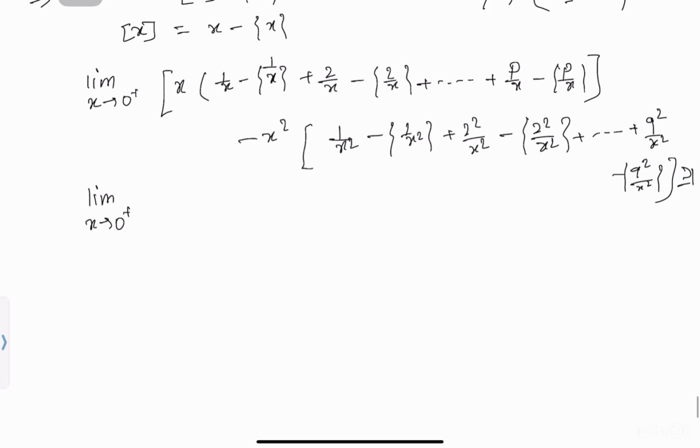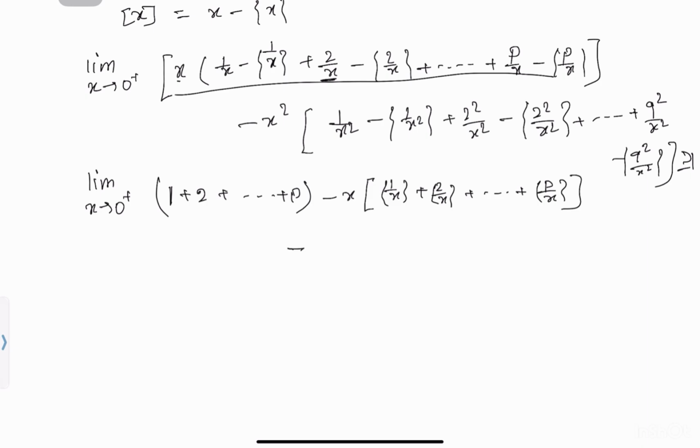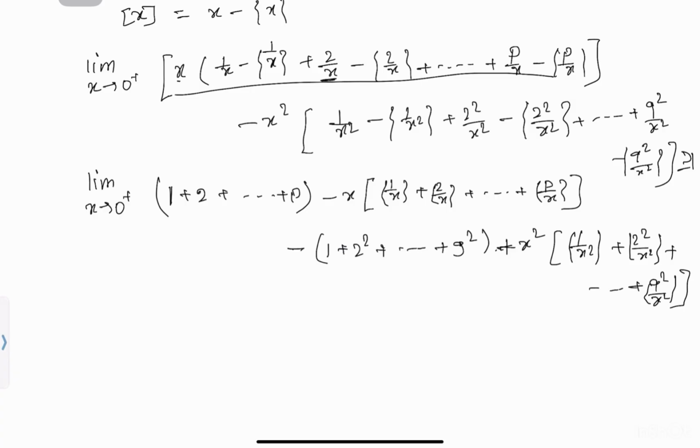That's why, if I multiply this with x, what will happen? x multiplied with 1 by x becomes 1, then x multiplied with this term gives plus 2, same way up to p. Clear? Now if I multiply x with the fractional terms, we get minus x into the curly bracket of 1 by x, same way 2 by x, and so on up to p by x. Similarly the second expression, if I multiply with x square, becomes 1 plus 2 square up to 9 square. Now next, minus x square, if I take minus then positive, here 1 by x square plus 2 square by x square, so 1 plus up to 9 square by x square. Clear up to this? This is greater than or equal to 1.